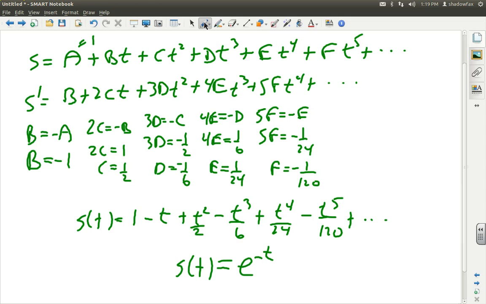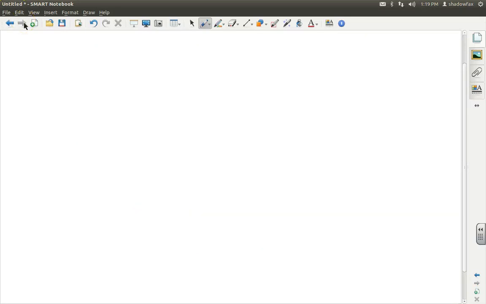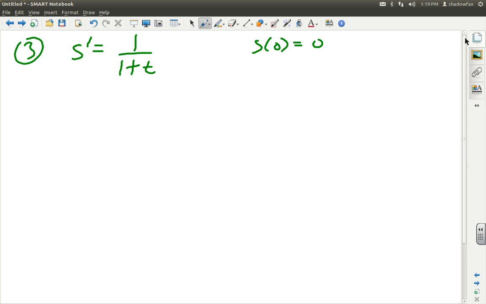All right, how about this one? These are all first-order variable separable differential equations for s a function of t. All right, let's try another one. Number 3. We'll confirm these with Sage, too. All right, 3 says, what if s prime is 1/(1 plus t), and s of 0 is 0?